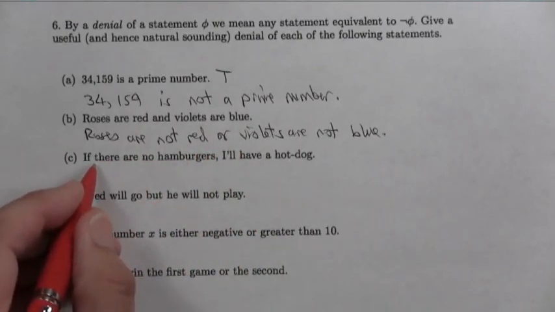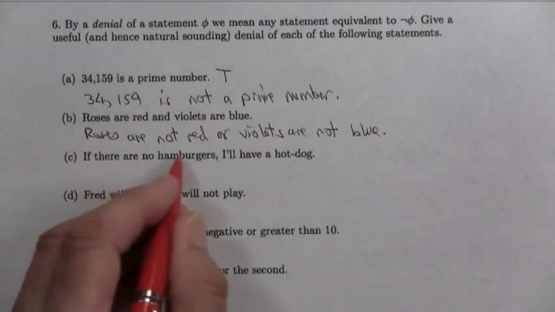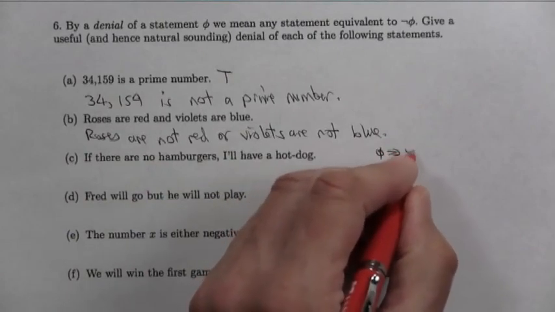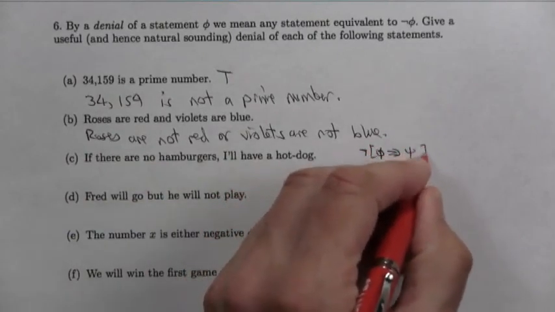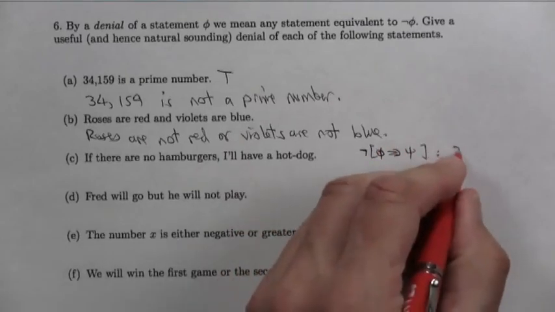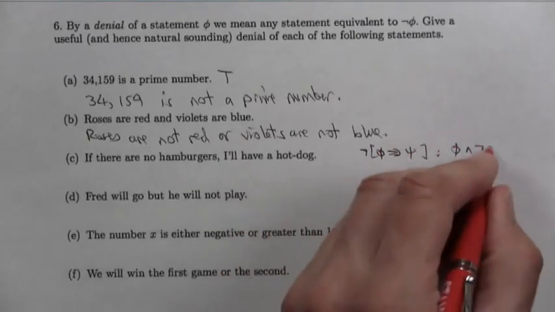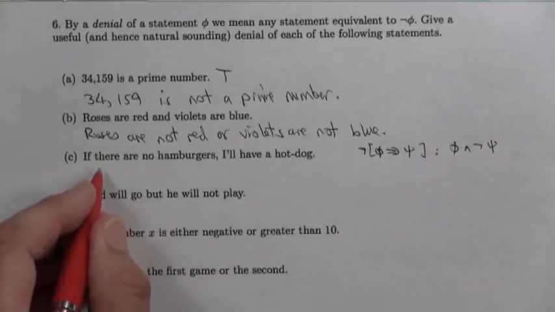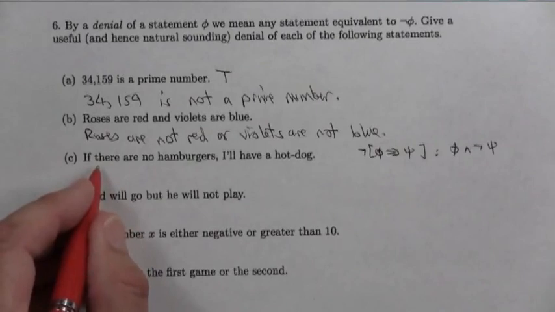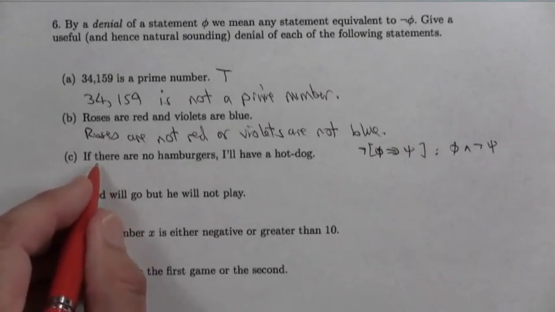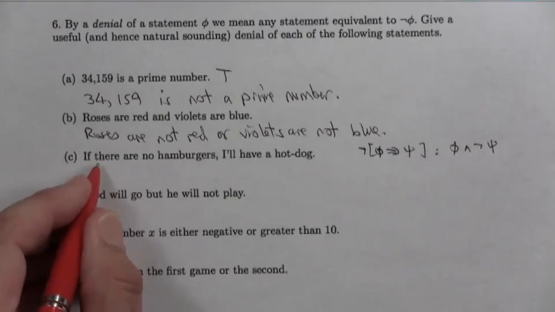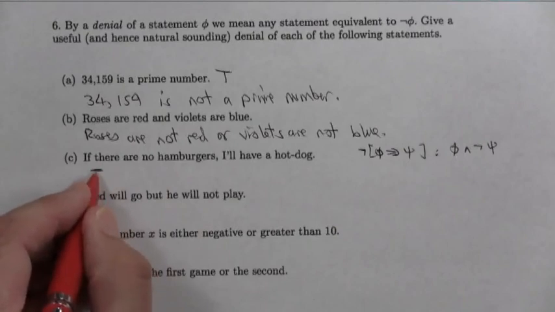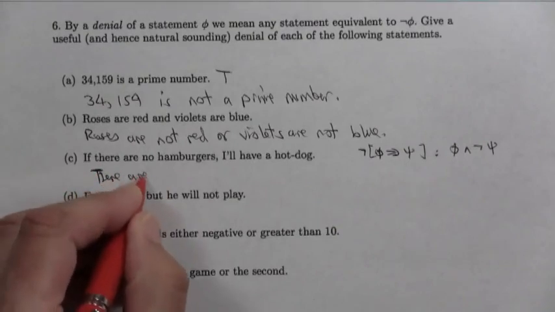This one is tricky, actually, and it's tricky because there's a negation floating around in here. Remember, when you've got a conditional phi yields psi, when you deny it, what you get is the antecedent conjoined with the negation of the consequent. Well, in this case, the antecedent is that there are hamburgers. In this case, the antecedent is that there are no hamburgers. There we are. I almost slipped into that mistake myself. Got to be very careful with this. The antecedent is there are no hamburgers. So let's just write that down. There are no hamburgers.